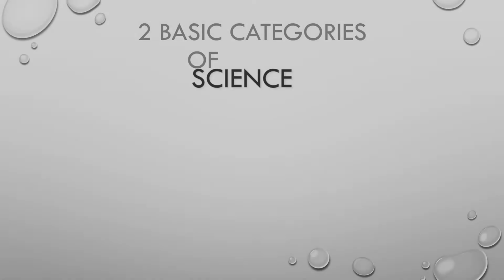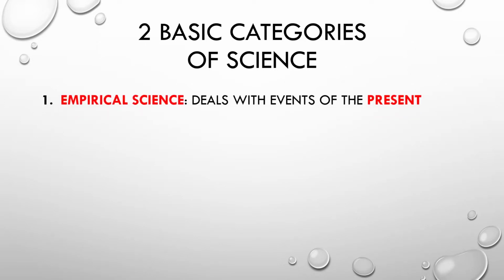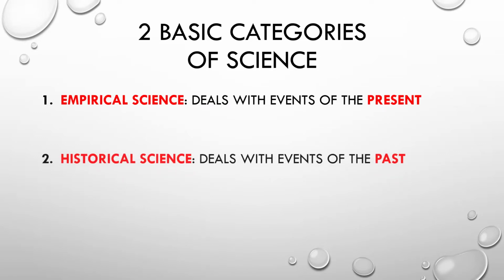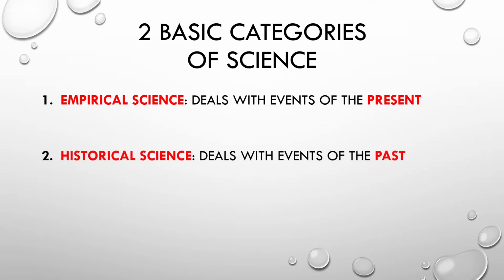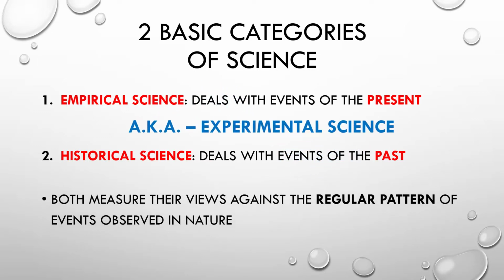As you recall, the scientific search for causes can be divided into two basic categories: empirical, which deals with present experimentation, observation, and events, and historical, which deals with events of the past, where there is no direct experimental data. And since all science is based on empiricism, I prefer to refer to the first as experimental science. But both approach their targets and measure their views against the regular pattern of events observed in nature.